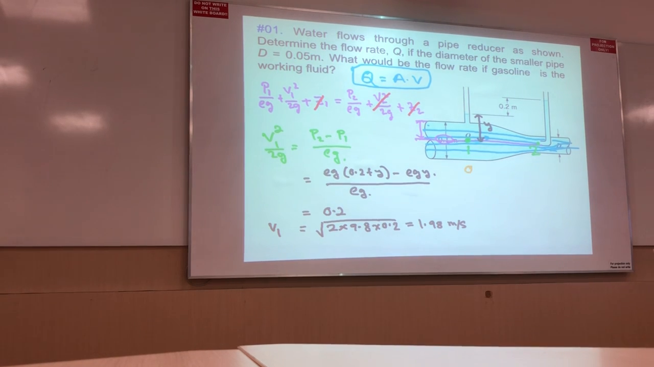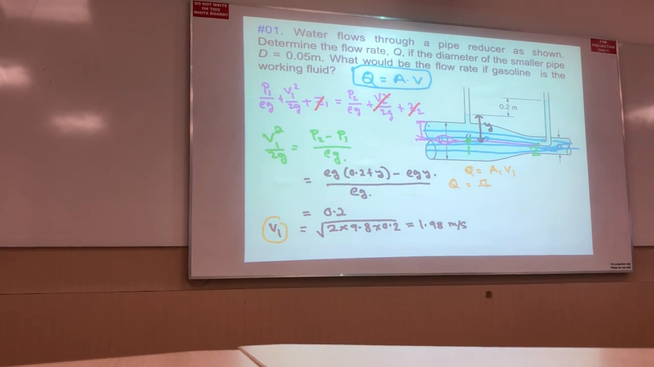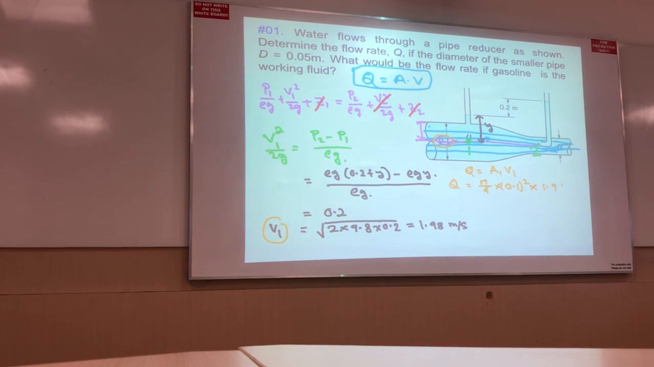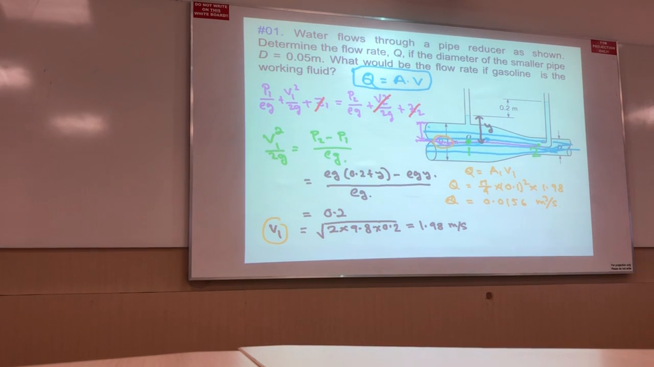This color, right? Q becomes, derive the whole thing, A1 V1. V1 I know. What is A1? Pi by 4, and the diameter is 0.1, so 0.1 squared. This is A1. V1 is 1.98. So the volumetric flow rate I get here is 0.0156 meter cube per second.